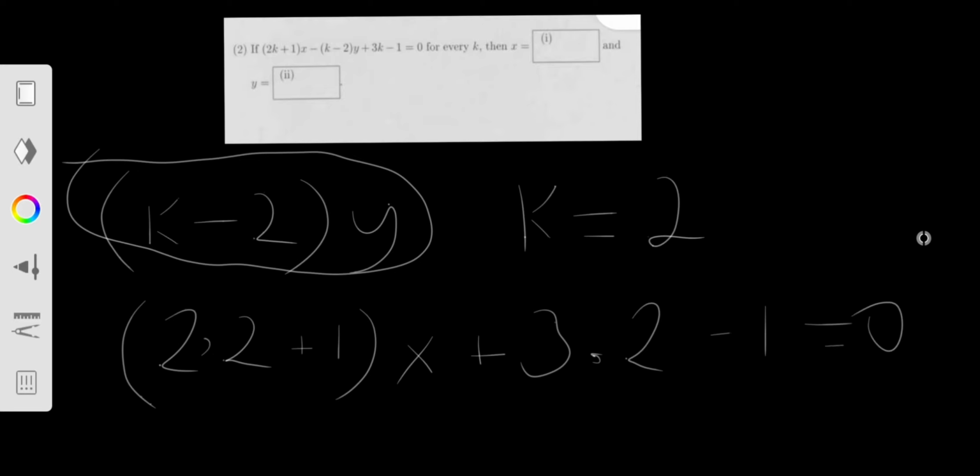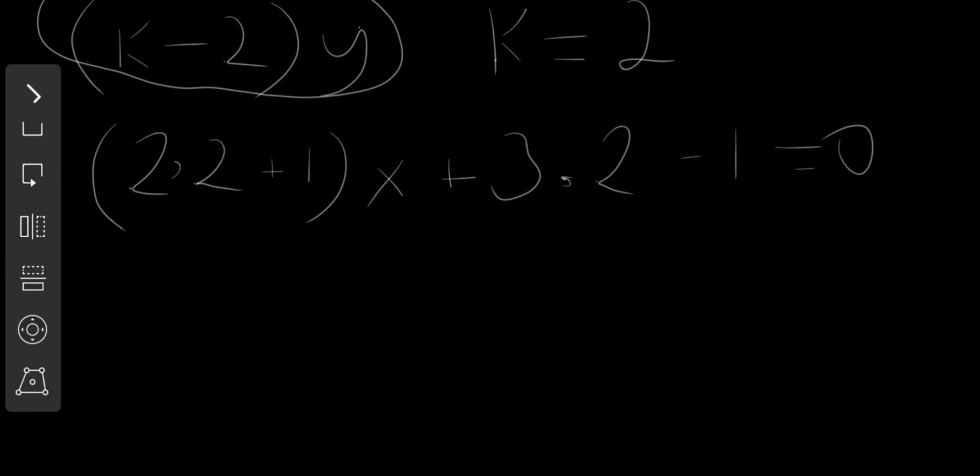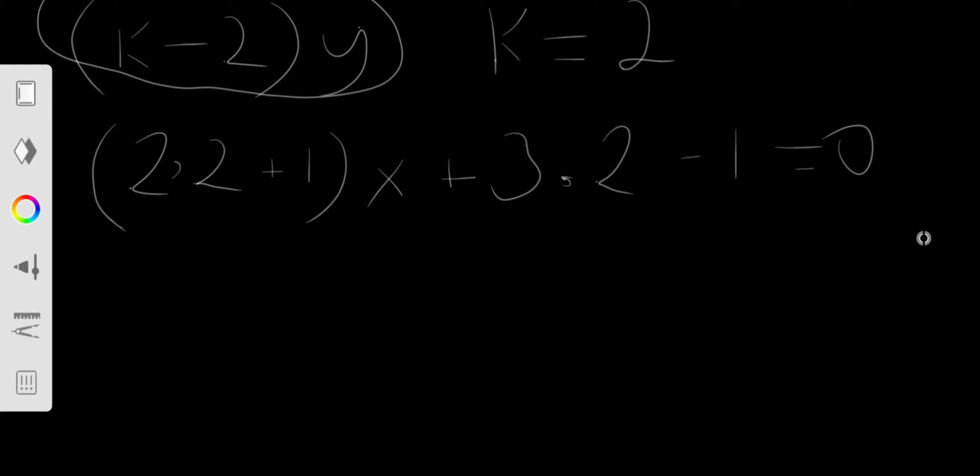Now look, by choosing k equals 2, we have only numbers and one variable, which is x. So 2 times 2 is 4, 4 plus 1 is 5 over here. 5x plus 3 times 2 is 6, minus 1 is 5. It goes to the other side, minus 5. So I'm going to have that x is equal to minus 1, and we already answered one part of it.